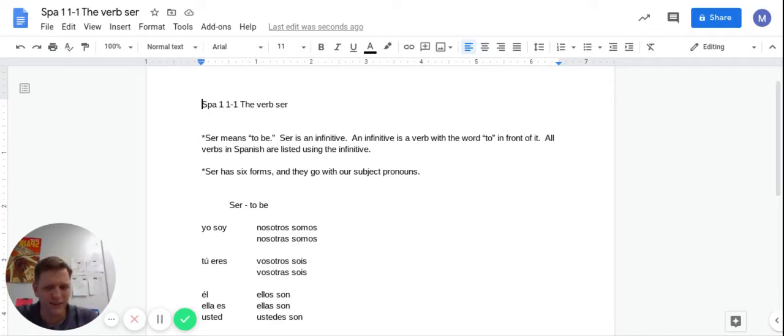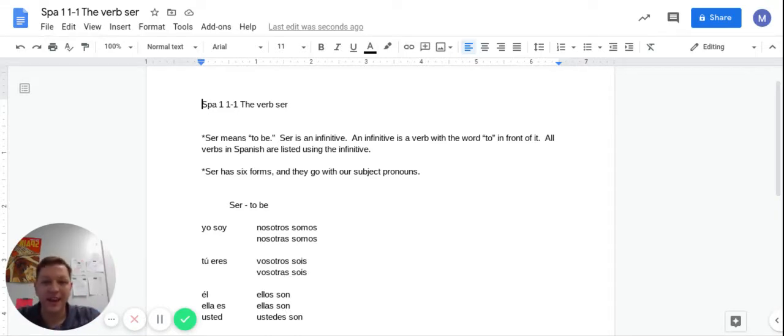Can you name a different infinitive I haven't used? Okay, try and name it to me. Okay, it's pretty easy, right? To fish, to eat, to go, to think, to want, to be, to need. Every verb has an infinitive.